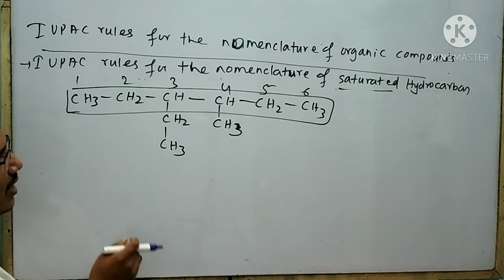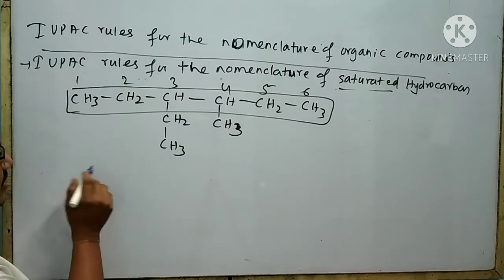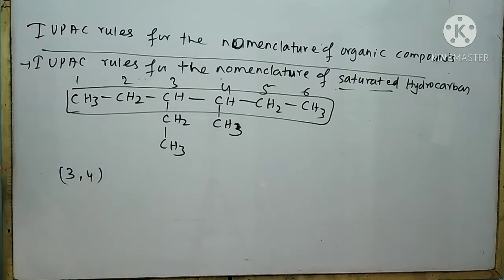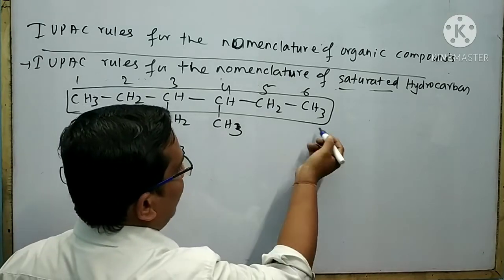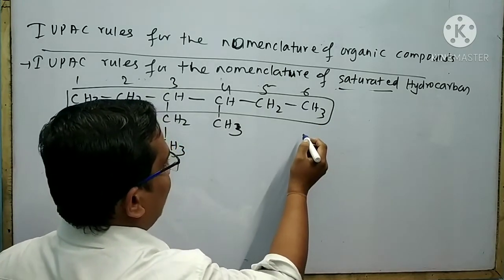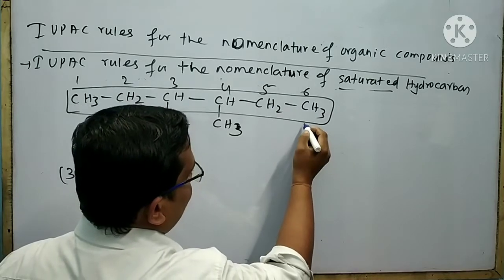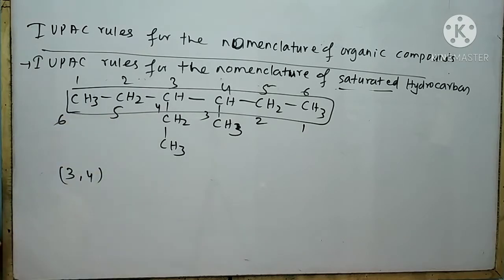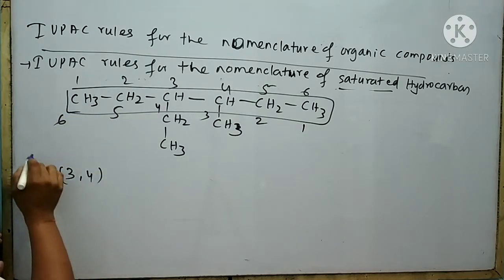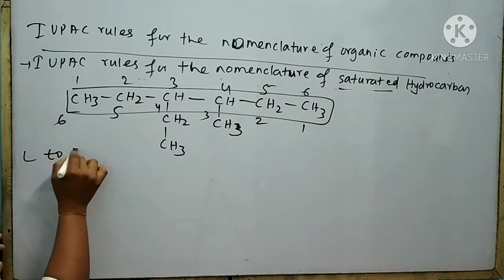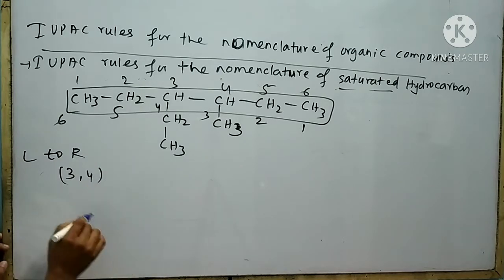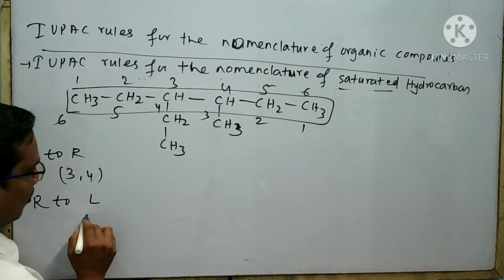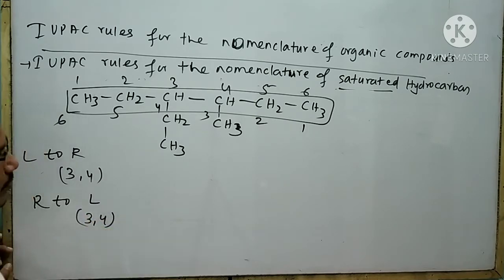When I write the numbering from left to right, the set of locants is 3, 4. Suppose I want to start the numbering from right to left, then I can write the numbering like this: 1, 2, 3, 4, 5, 6. From left to right, the set of locants is 3, 4. Also from right to left, the set of locants is also 3, 4.